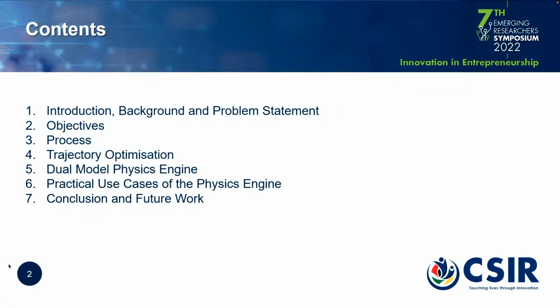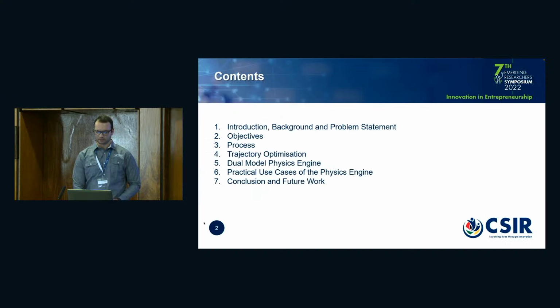This presentation will begin by introducing this research, as well as some background information and the problem. Then we will move on to the objectives of the research, as well as the way the research was conducted. We'll then move on to some details on trajectory optimization, and then we will look at the dual model physics engine, a few practical use cases of this physics engine, and then we'll conclude the presentation and look at some future research that can be conducted.